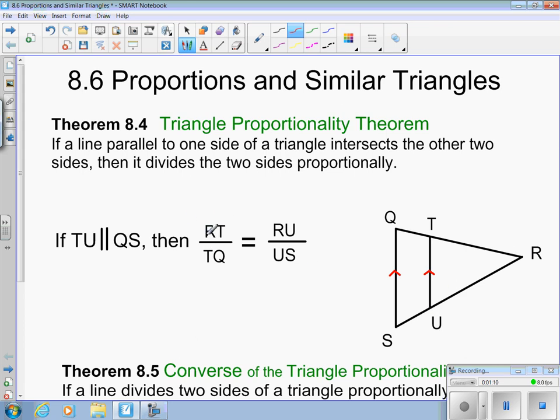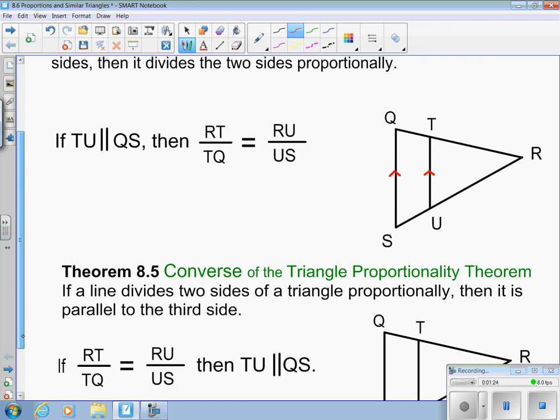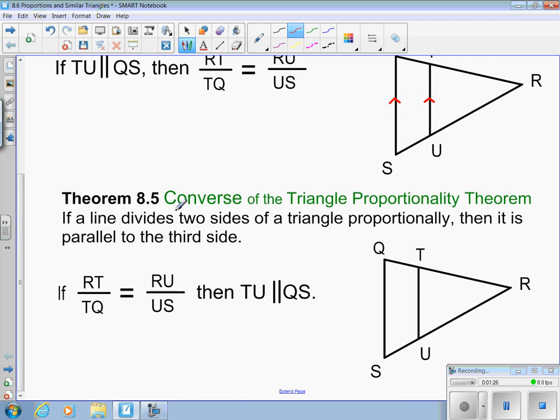So here they set it up, RT to TQ. That ratio is going to be proportional to RU to US. And likewise, the converse is also true the other way around. So if this ratio is proportional to this ratio, then these lines will be parallel.